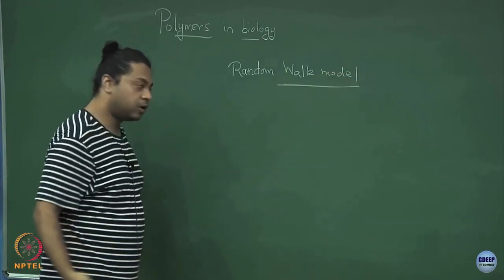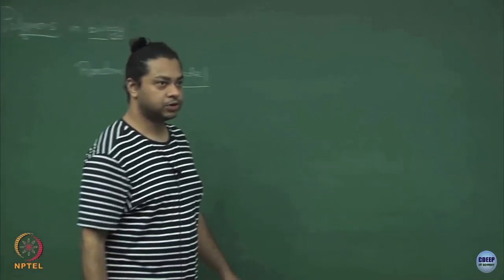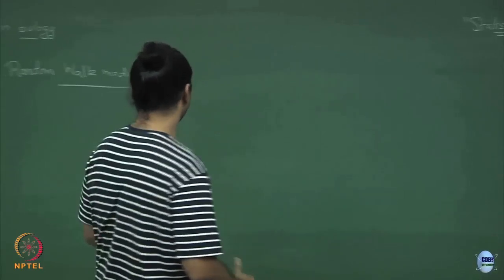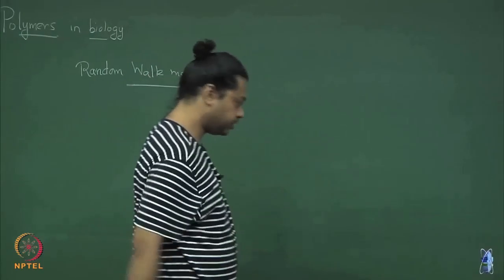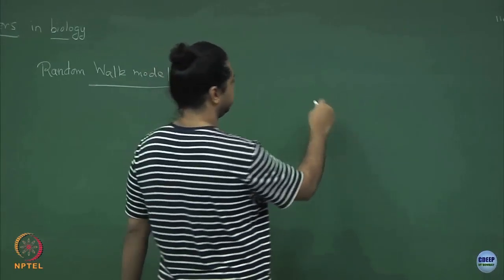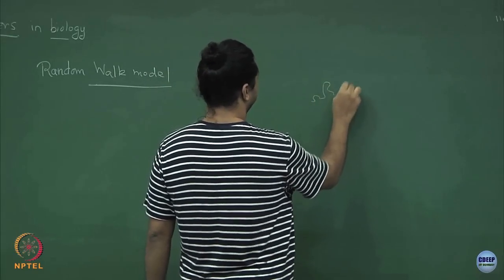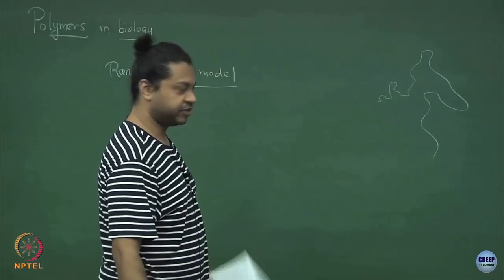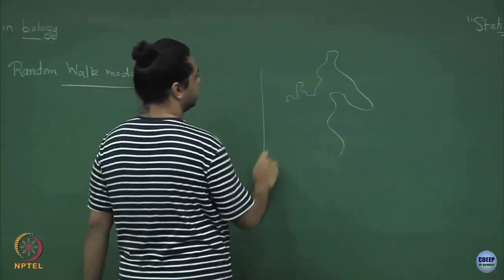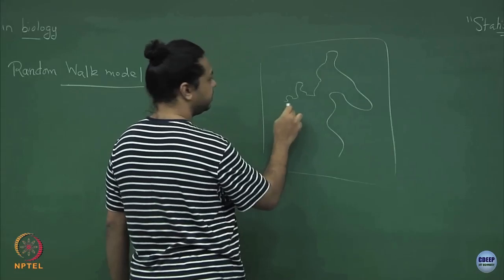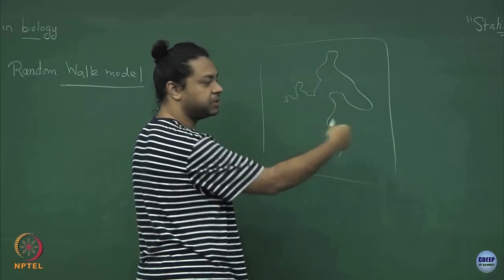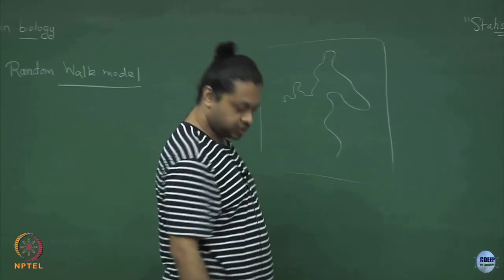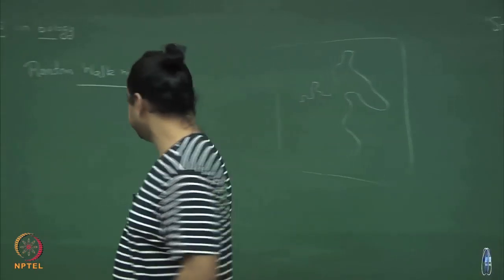We have done the random walk model in the case of transport, so diffusion. We started from a random walk and we went to the diffusion equation, and that gave us time trajectories of particles, right? So if I consider a bacteria doing a random walk, it looks something like this in time, the trajectory. But if I were to think in terms of space, then this could equivalently represent the conformation of a polymer, right? So the underlying mathematics is very similar.